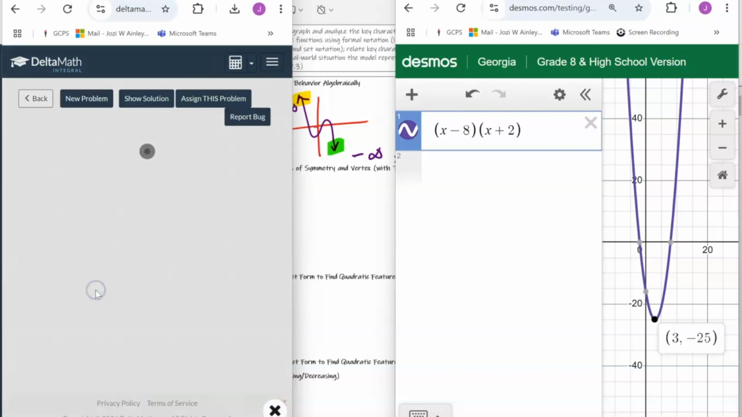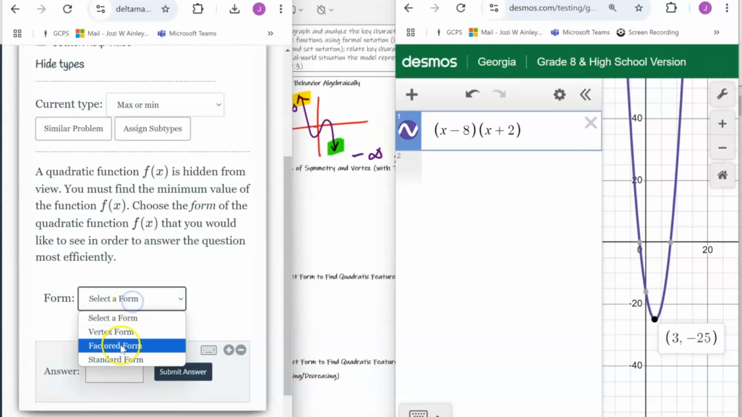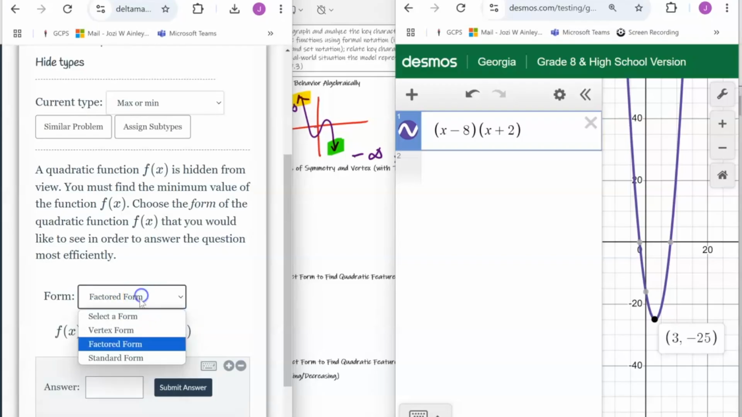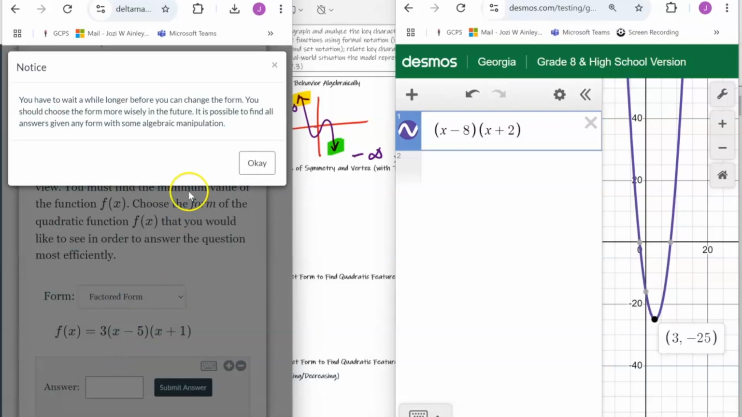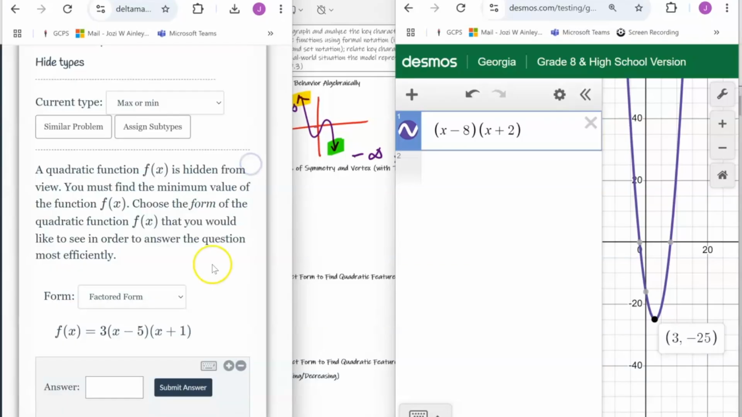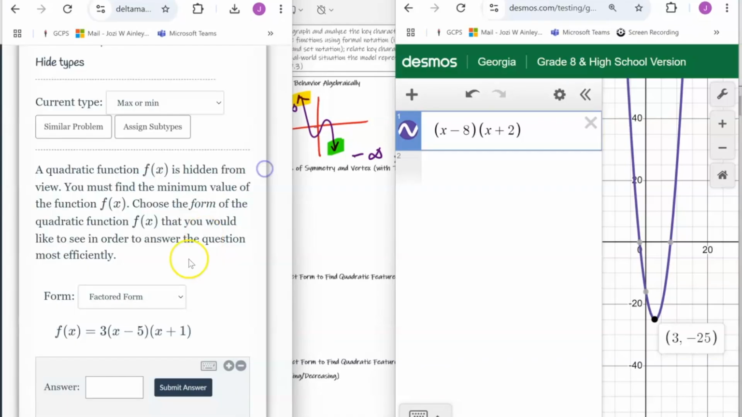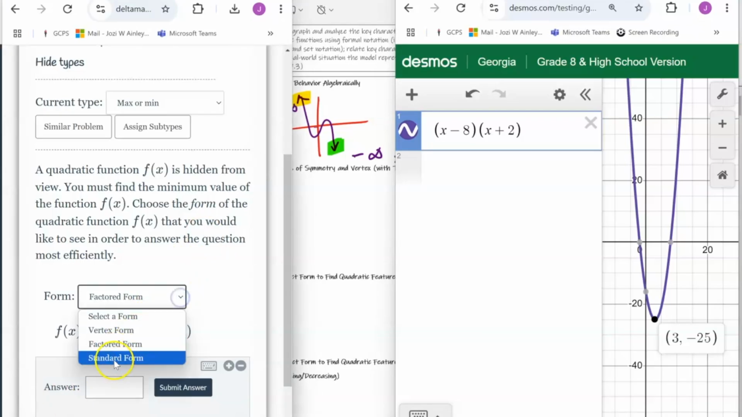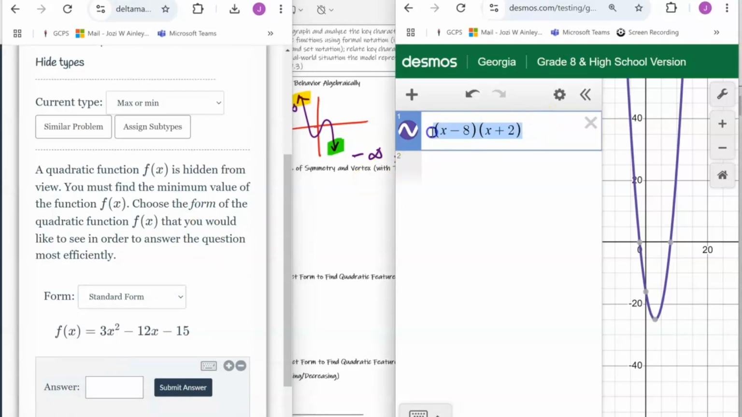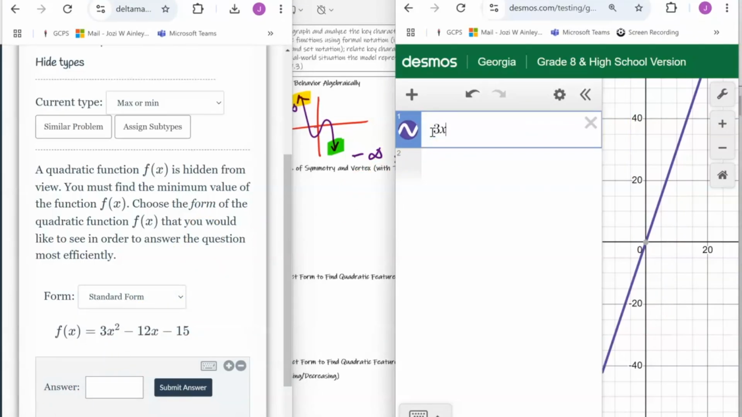All right, so let's find another problem. Again, doesn't matter which form. I'm just going to do one more to show you. So since I already did factored form, let's do standard. Okay, I have to wait, so let's wait. You know that vertex form, you can pull the vertex, but I want to do a different form. So that's why I'm choosing standard. But again, you can choose any form that you like. All you have to do is just copy the question in.